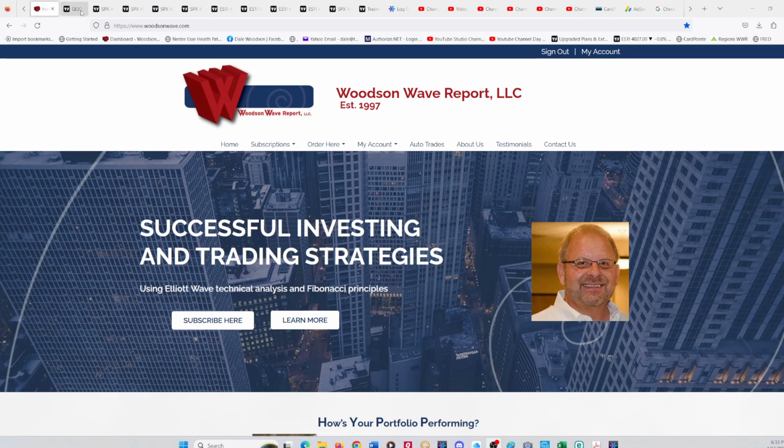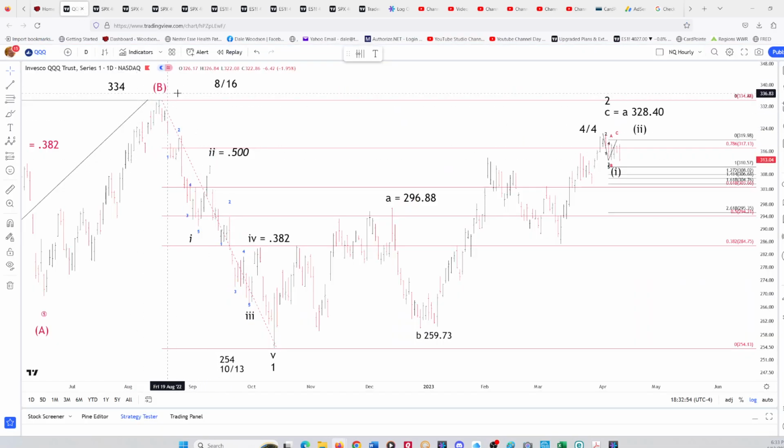Let's look at the Qs. I don't think we've looked at them in a while. From the B wave high on August 16th, we have 5 waves down for the larger wave 1, an A up, a B down, and a C up. I think the April 4th high is still the higher high there. And then we've got a move down from there.